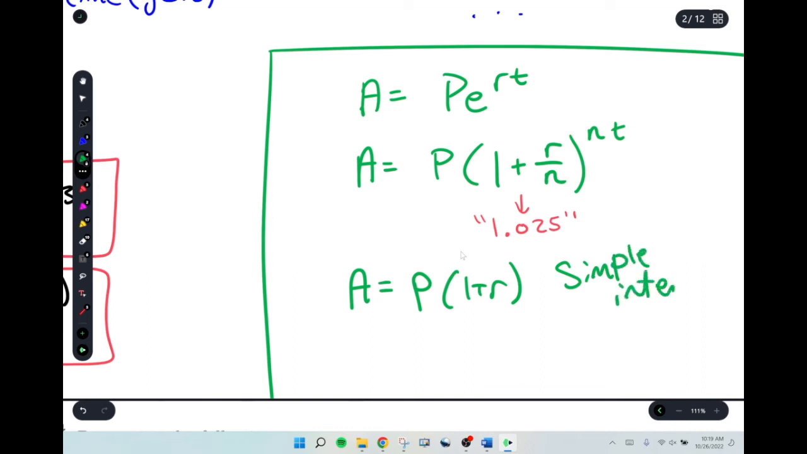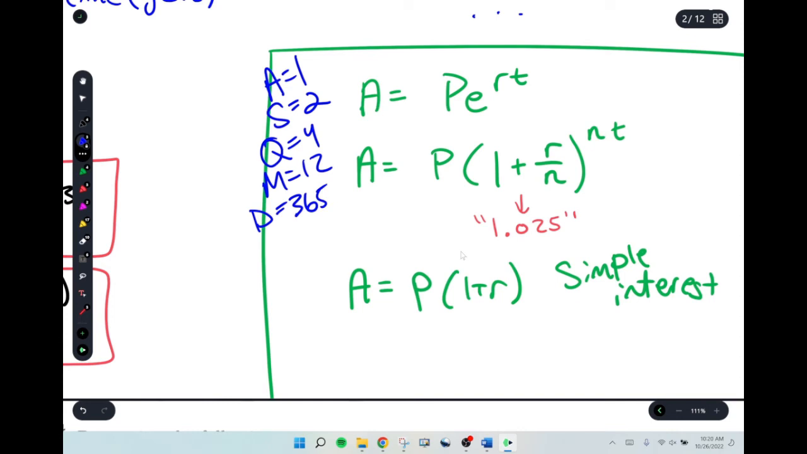This is not compounding. This is what we wish banks did. This is what banks actually do. And this is viruses and naturally occurring exponentiation. Annually is 1, semi-annually is 2, quarterly is 4, monthly is 12, daily is 365. Semi-annually, technically, sometimes they'll say biannually.